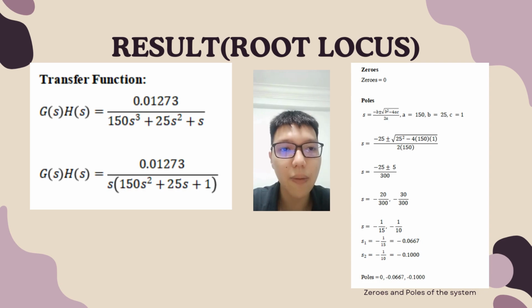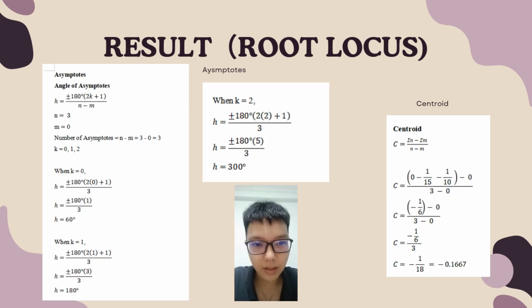negative 0.0667, and negative 0.1. Next, since we have 3 poles and no zeros, we have 3 asymptotes, at 60 degrees, 180 degrees, and 300 degrees, when k equals 0, k equals 1, and k equals 2 respectively. Our centroid in this system is located at negative 0.1667.